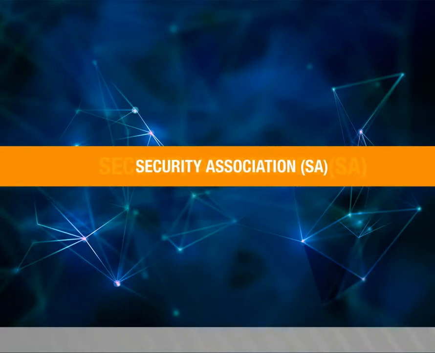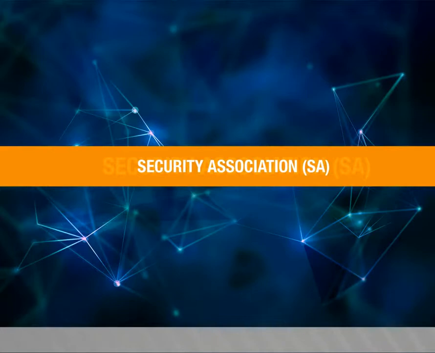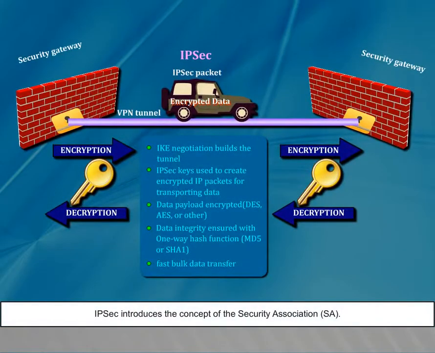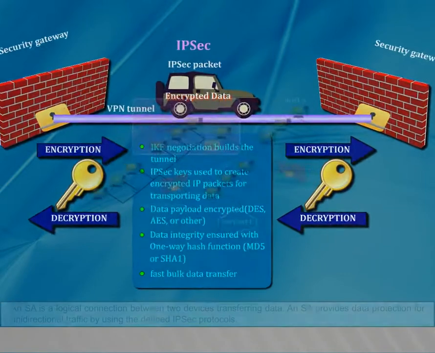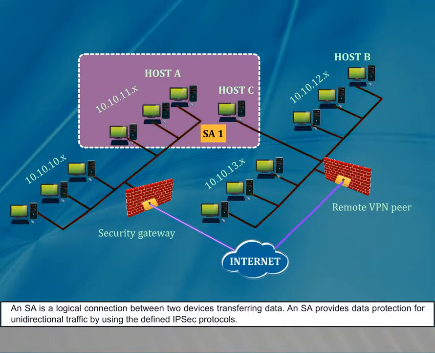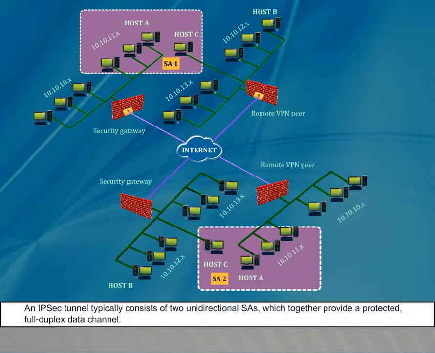Security Association (SA). In this video, we are going to see about Security Association. IPsec introduces the concept of the Security Association. An SA is a logical connection between two devices transferring data. An SA provides data protection for unidirectional traffic by using the defined IPsec protocols. An IPsec tunnel typically consists of two unidirectional SAs which together provide a protected full duplex data channel.